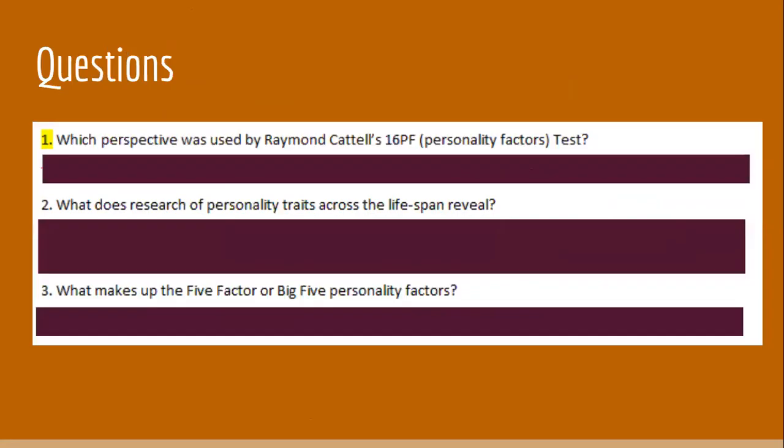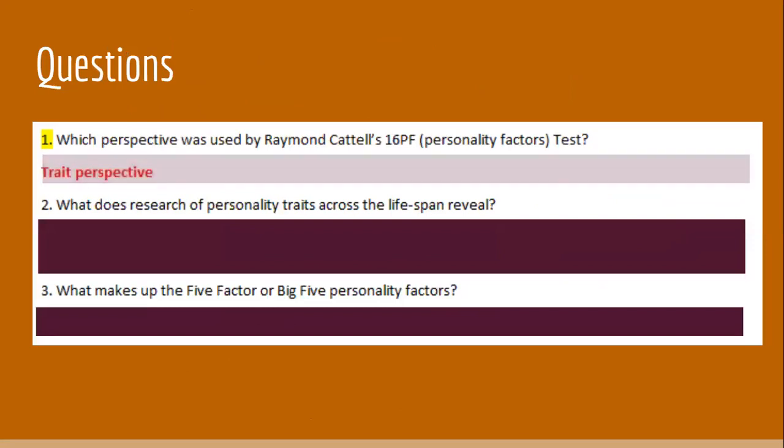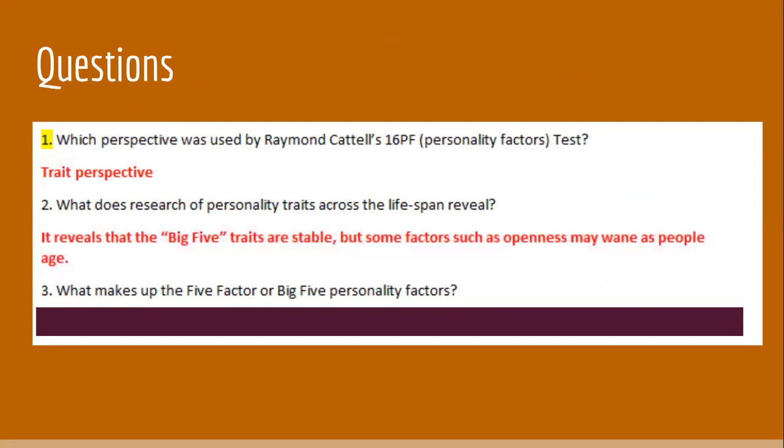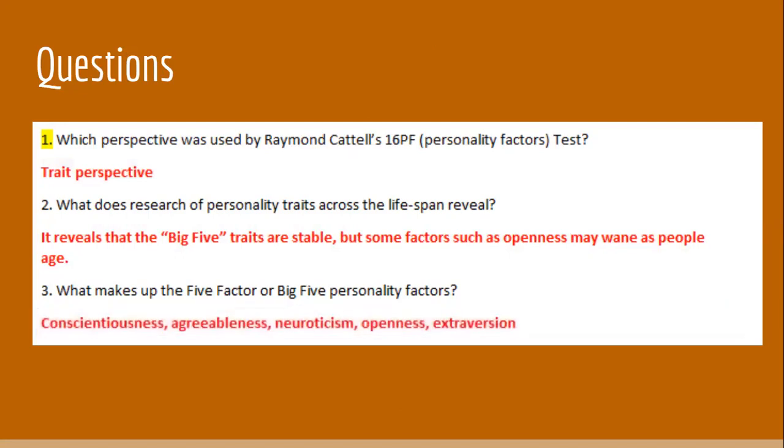All right, some questions. Which perspective does Raymond Cattell use? Trait perspective. What does research of personality traits reveal around the lifespan? I said that a lot of the Big Five traits are stable, but some factors like openness may wane as people age. Like I said, some might. What makes up the Big Five? Conscientiousness, agreeableness, neuroticism, openness, extroversion.